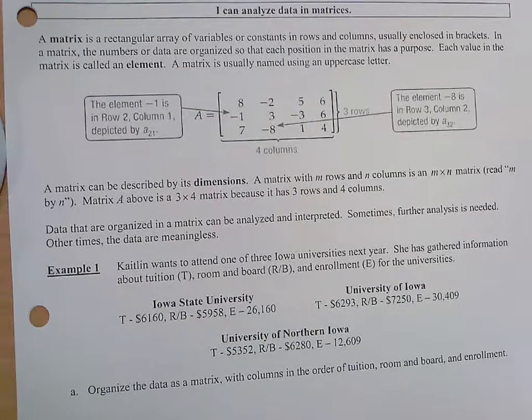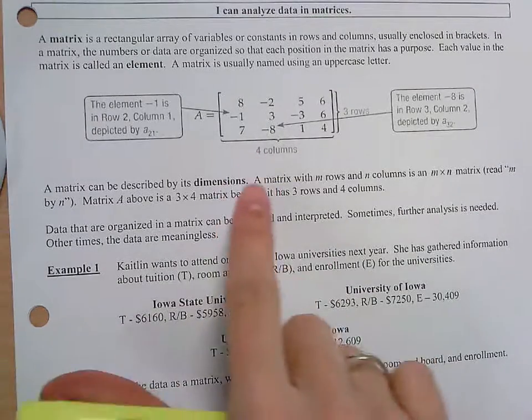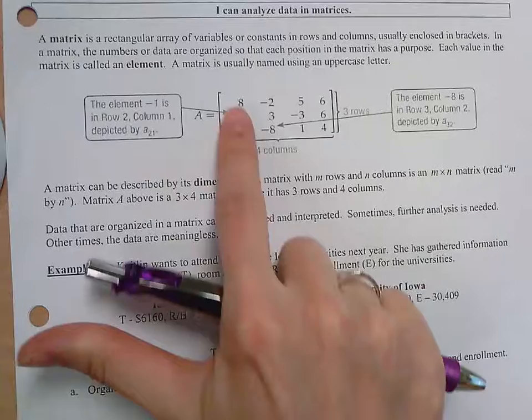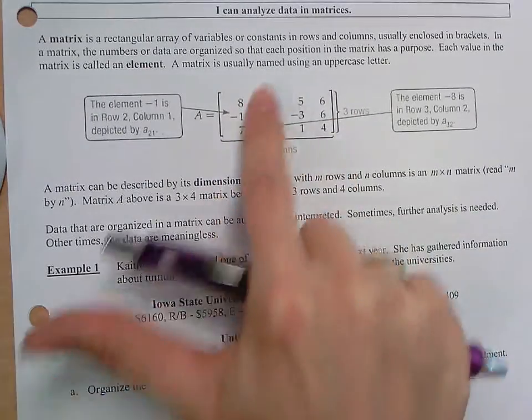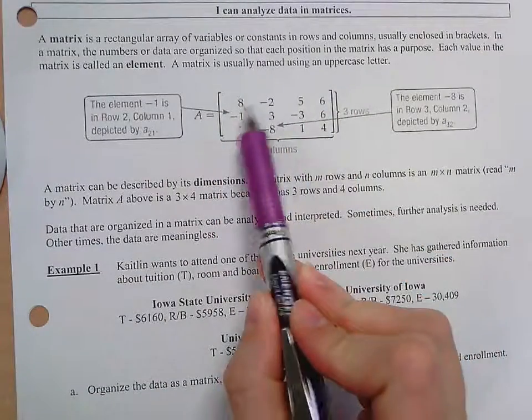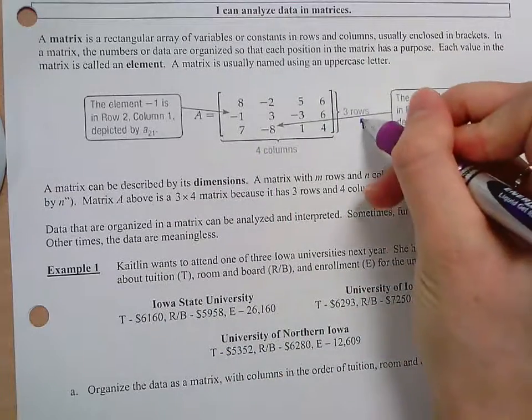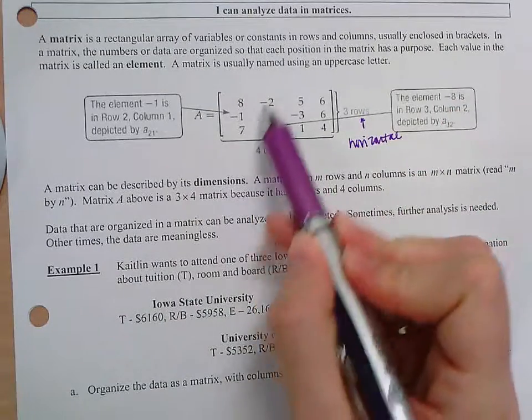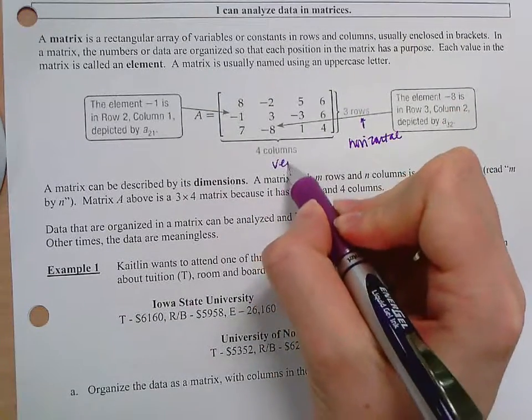So matrices have rows and columns. And it might seem self-explanatory to you, but as we get into it and you have to deal with the dimensions of a matrix, it's easy to get rows and columns switched around in your mind. So rows are horizontal, columns are vertical. So this matrix has 3 rows. So rows horizontal. And then it has 1, 2, 3, 4 columns. These are vertical.